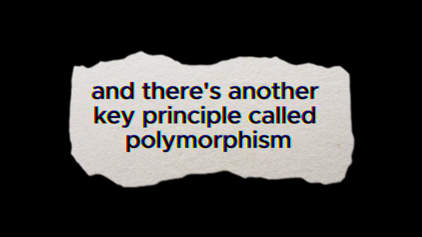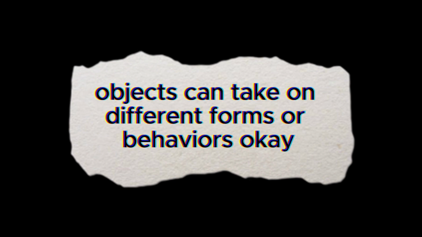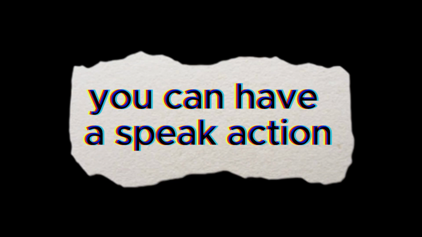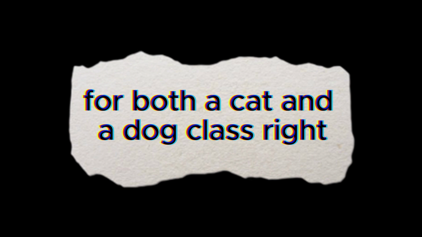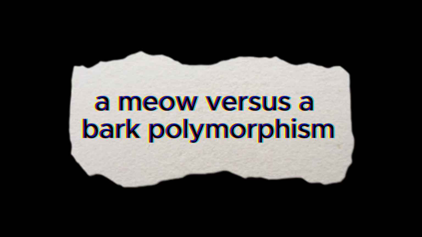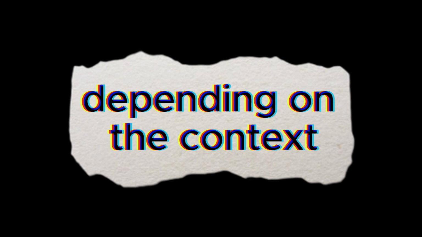You got it. And there's another key principle called polymorphism. It's a fancy word, but it basically means that objects can take on different forms or behaviors. Think of it like this. You can have a speak action for both a cat and a dog class, but each animal will speak in its own way, a meow versus a bark. Polymorphism. It's like giving our code superpowers. It can adapt and do different things depending on the context.